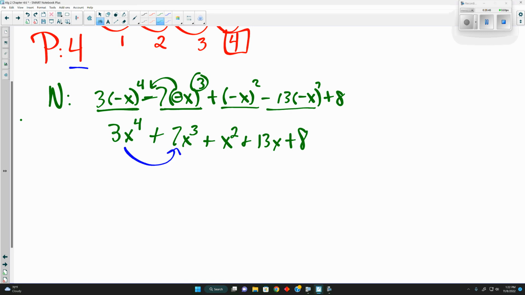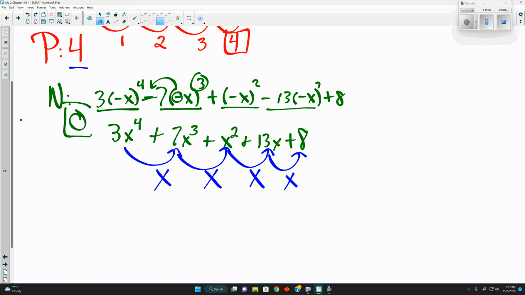So from x to the fourth to x to the third, the sign does not change. From x to the third to x squared, again, it doesn't change. From x squared to x, it doesn't change. And from x to our constant term, it doesn't change, which does give us 0.